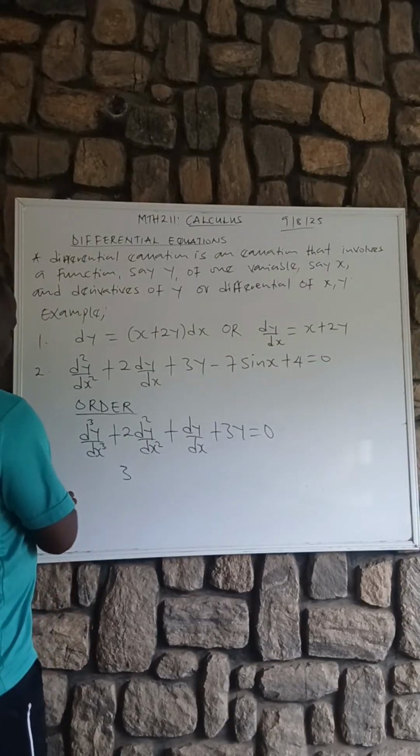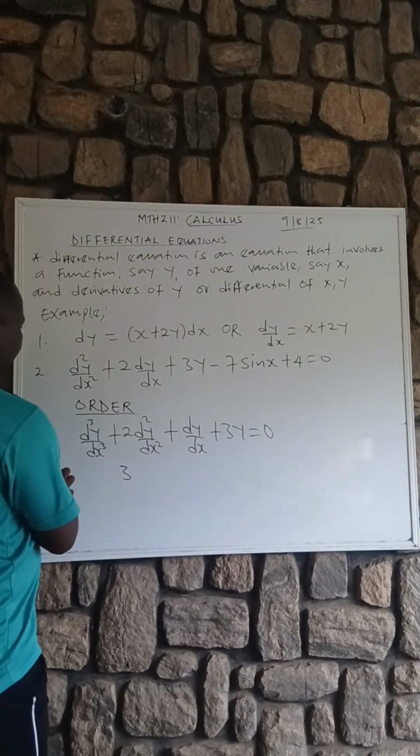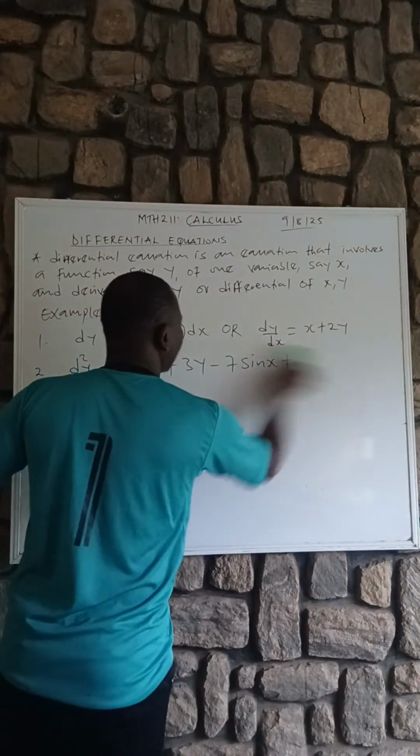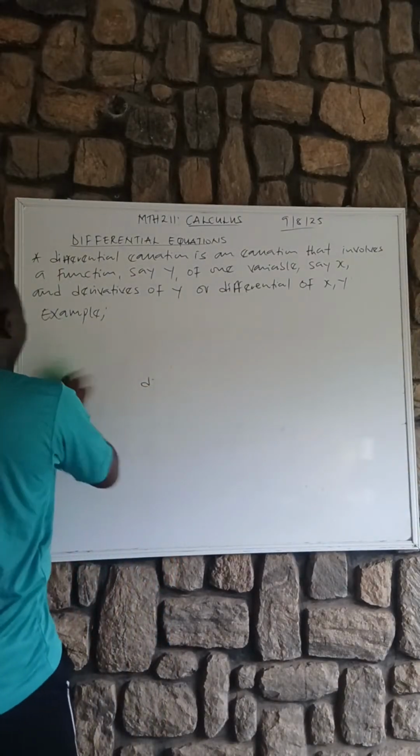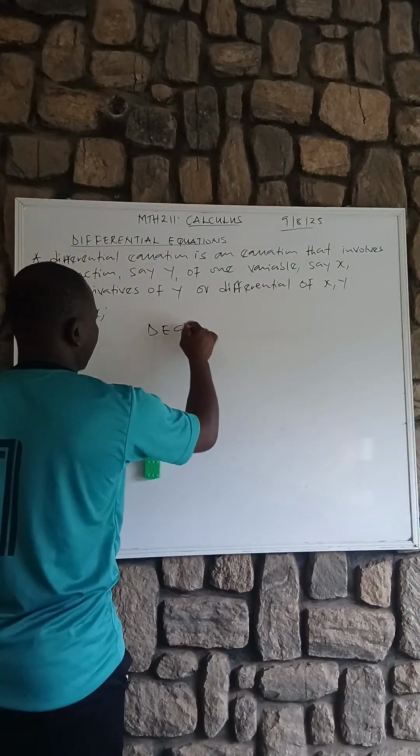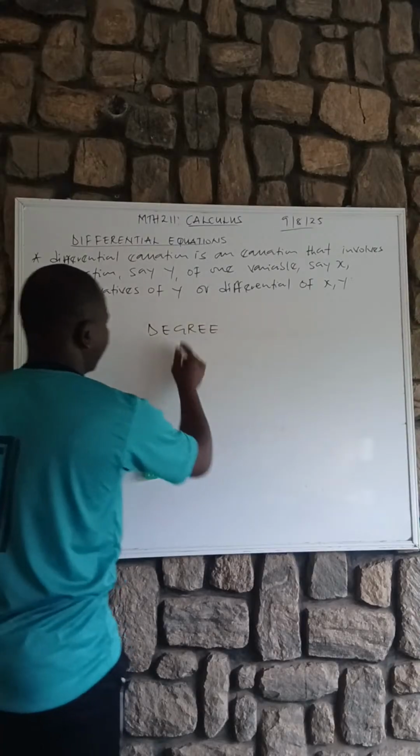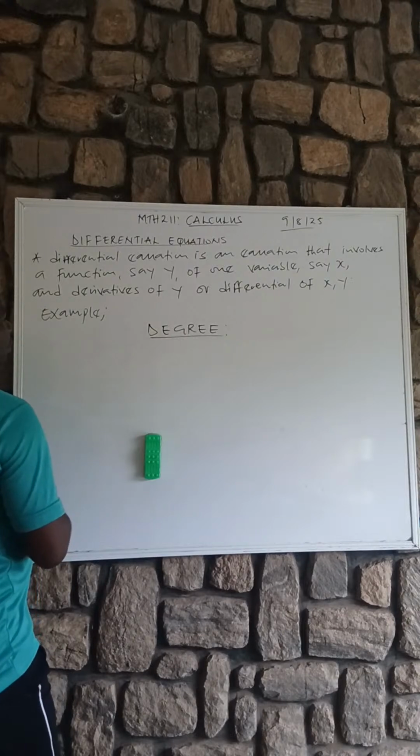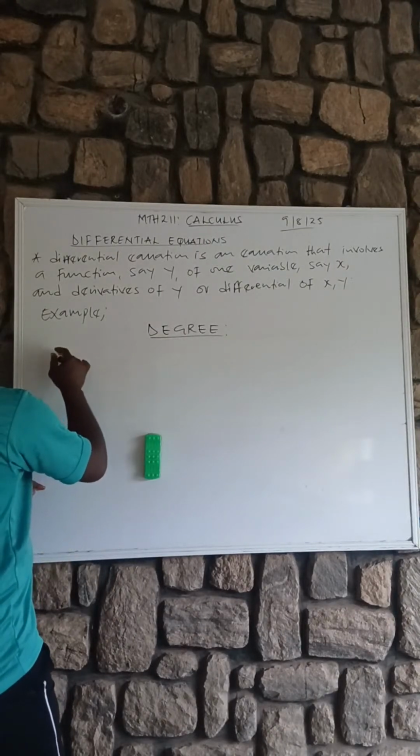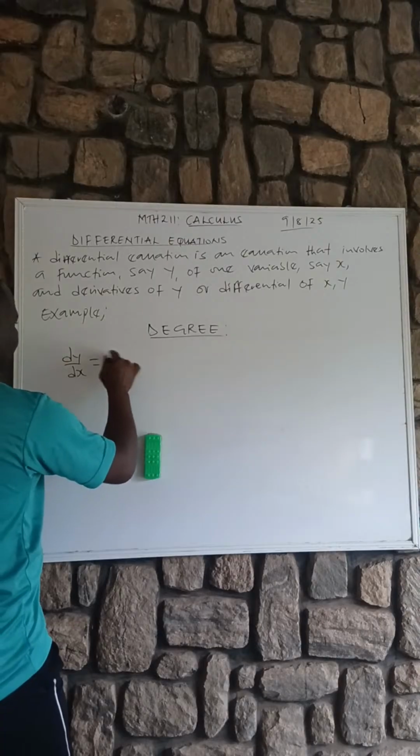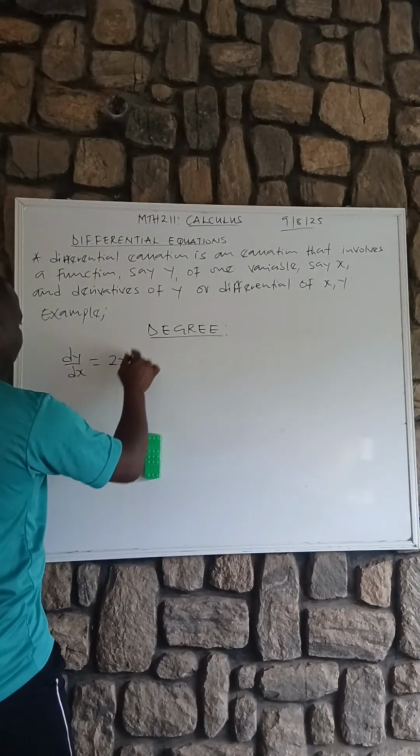Then let's consider the degree of a differential equation. Degree. How can we identify the degree? Is that clear? So let's have a differential equation. If we have dy over dx equals 2x plus y.